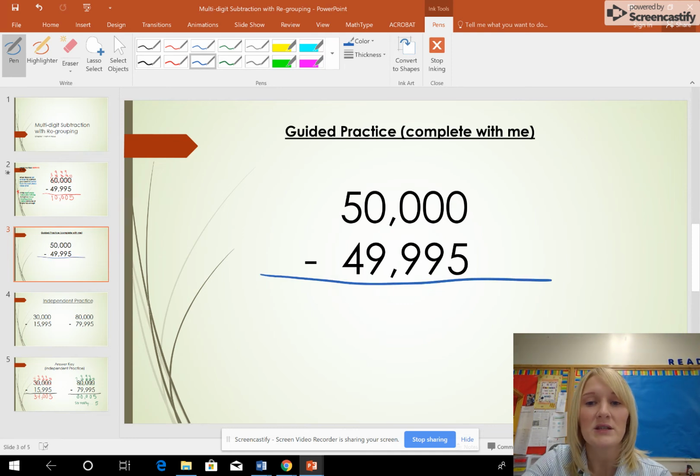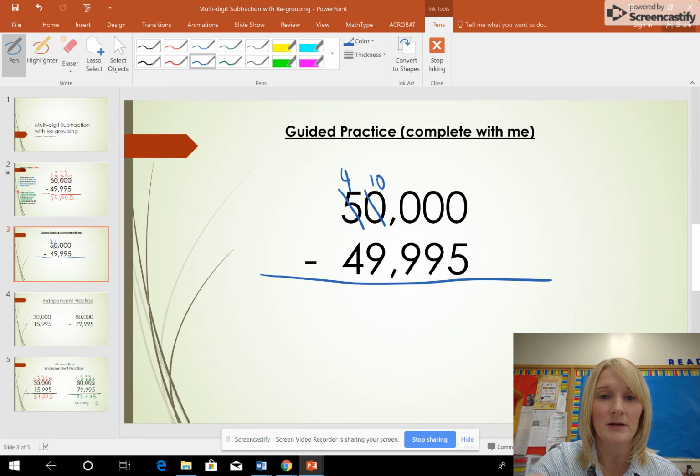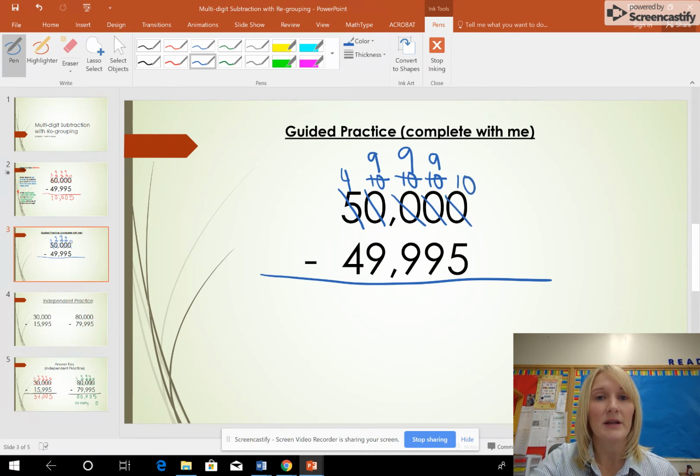I don't have any ones to subtract. So I need to keep moving place values until I have some value in a place to share with the rest of my values. I have no ones, no tens, no hundreds, no thousands. Again, I have to go all the way over to the 10,000s. I'm going to borrow one of those 10,000s and give it to my thousands place. I'm going to take one of those thousands and give it to my hundreds place. I'm going to take one of those hundreds and give it to my tens. And then finally, I'm going to take one of those tens and give it to my ones. So now I'm all ready to subtract.